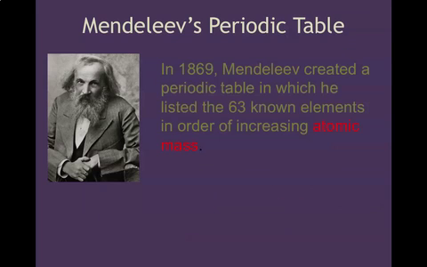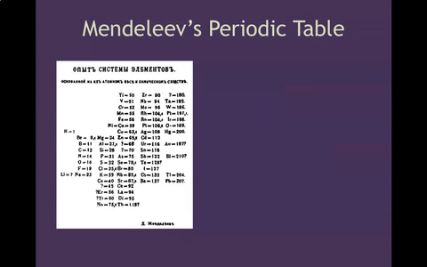So, Mendeleev's periodic table. In 1869, he created a periodic table in which he listed the 63 known elements in order of increasing atomic mass. So you'll notice right now they're actually not necessarily in increasing atomic mass, although they're pretty close. This is what this looked like. He was a Russian guy, so obviously this is written in Russian.